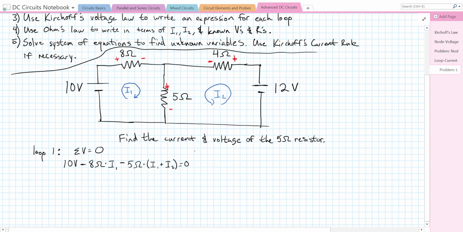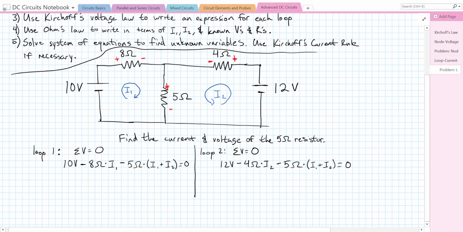Now we're also going to set that up for loop 2. So here's loop 2. Again, the sum of the voltages is equal to 0. We are going to have 12 volts increase minus 4 ohms times I2 minus 5 ohms times I1 plus I2 is all equal to 0.